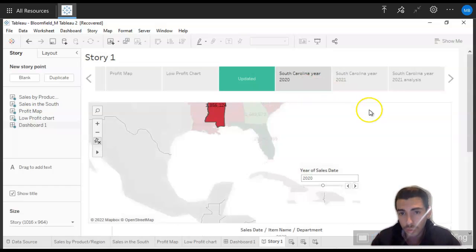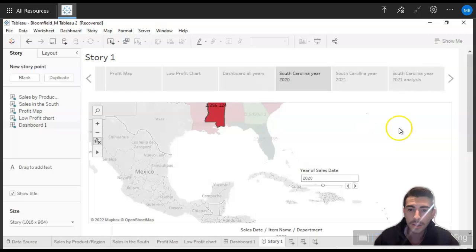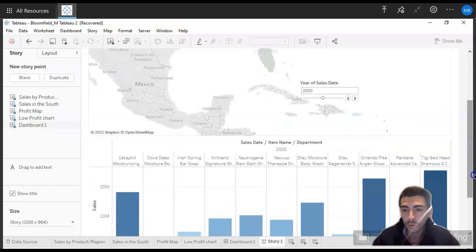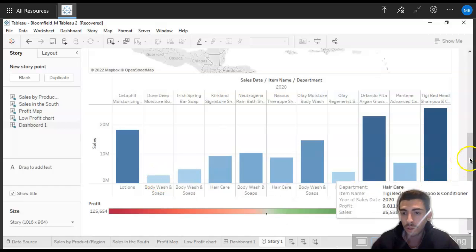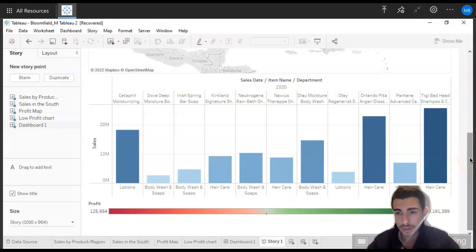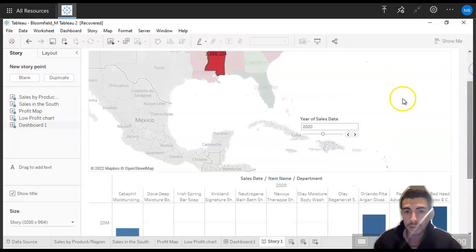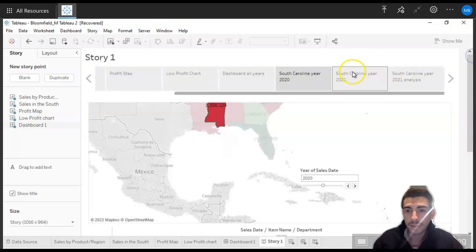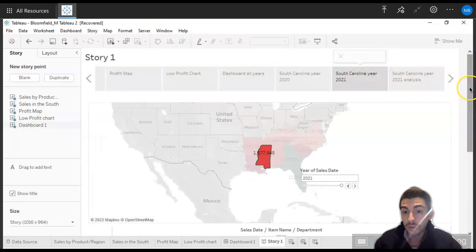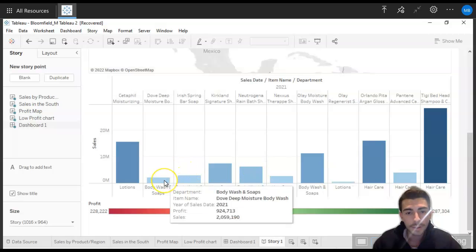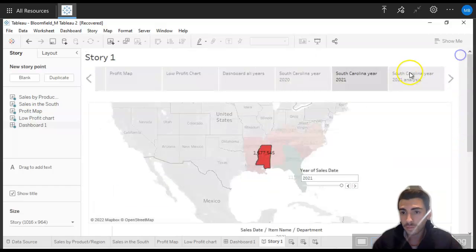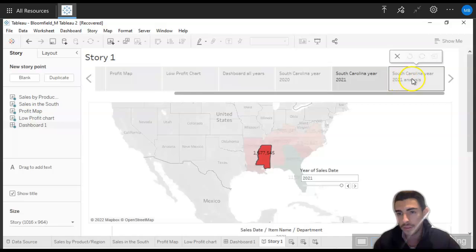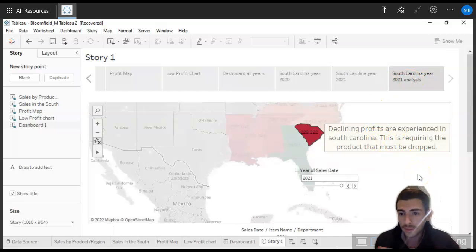I put the one in 2020 to see what products we have, which ones should be dropped. So body wash and soaps from Dove should be dropped. That one should be dropped. So we will see next year, South Carolina 2021, a year after. Again, they continued with this one. Lotion came down. So yeah, there it is. South Carolina analysis 2021.